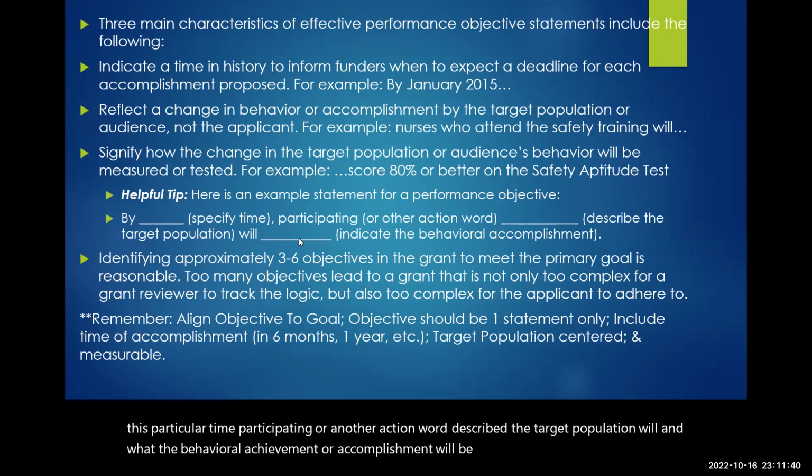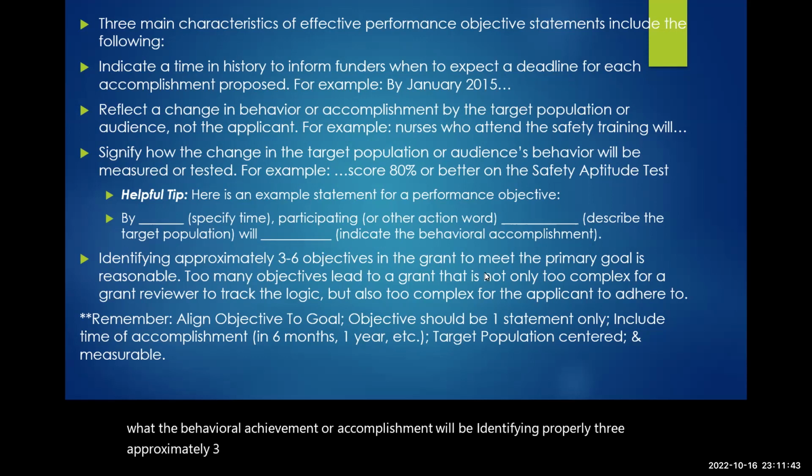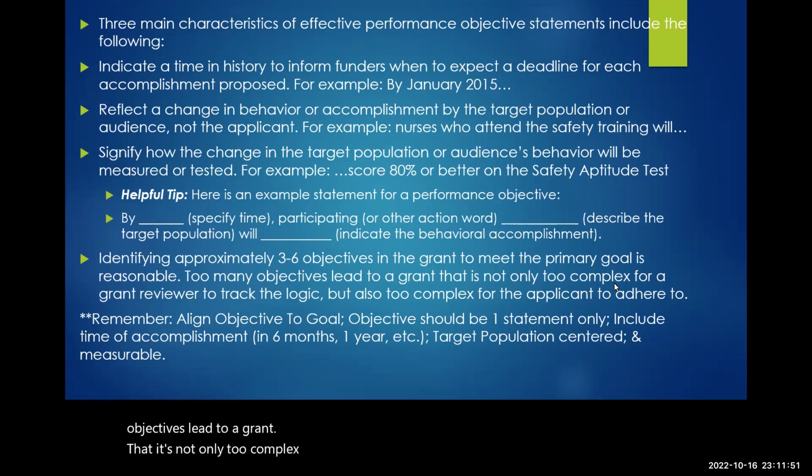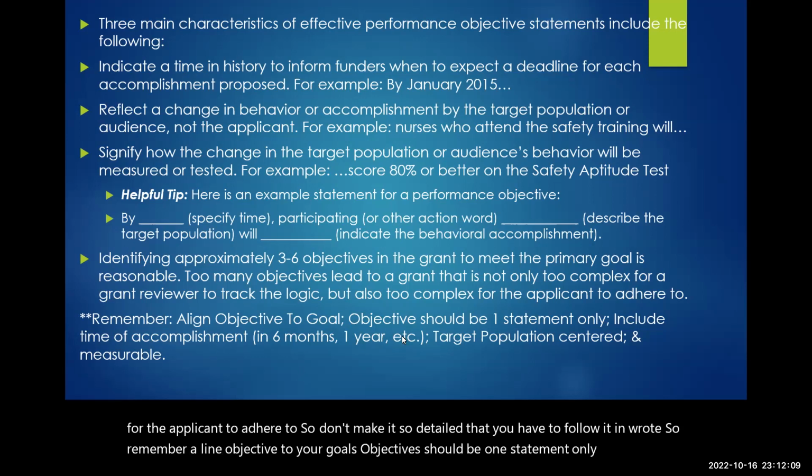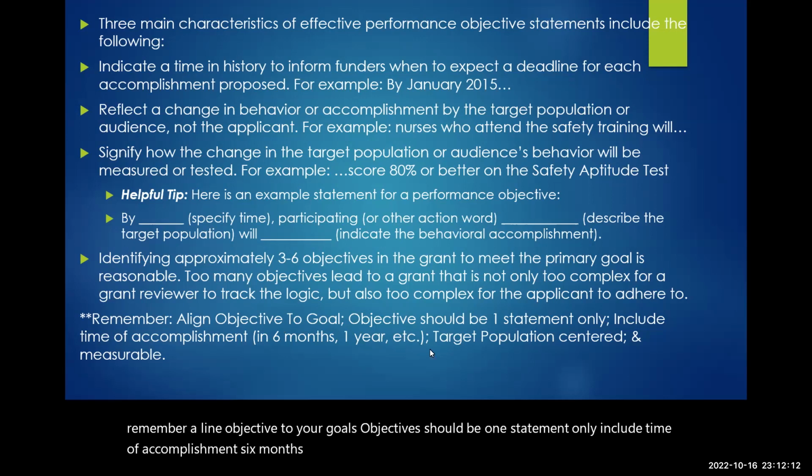Identifying approximately 3 to 6 objectives in the grant to meet the primary goal is reasonable. Too many objectives lead to a grant that is not only too complex for a grant reviewer to track the logic, but also too complex for the applicant to adhere to. So don't make it so detailed that you have to follow it by rote. So remember, align objectives to your goals. Objectives should be one statement only, include time of accomplishment, 6 months, a year, 30, 60, 90 days, 180 days, target population centered and measurable.